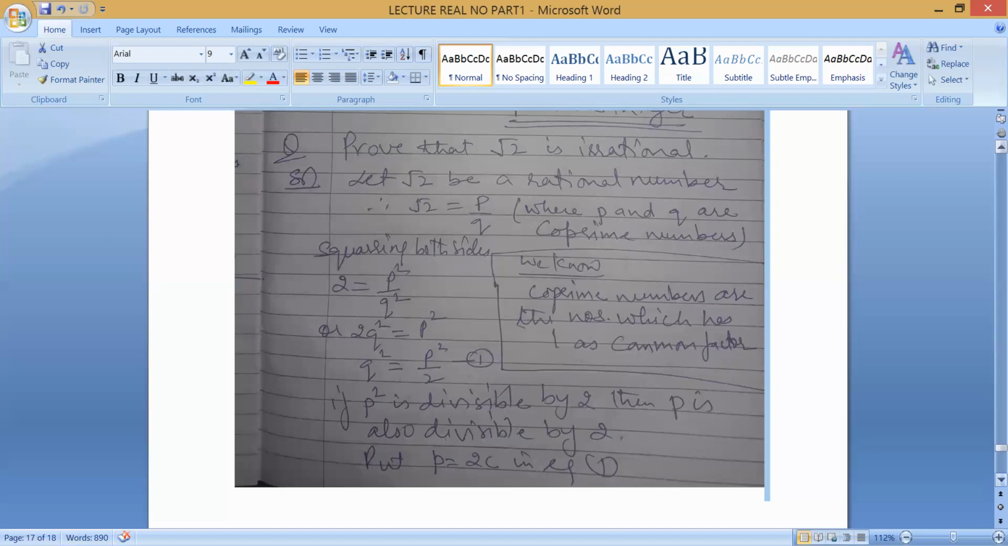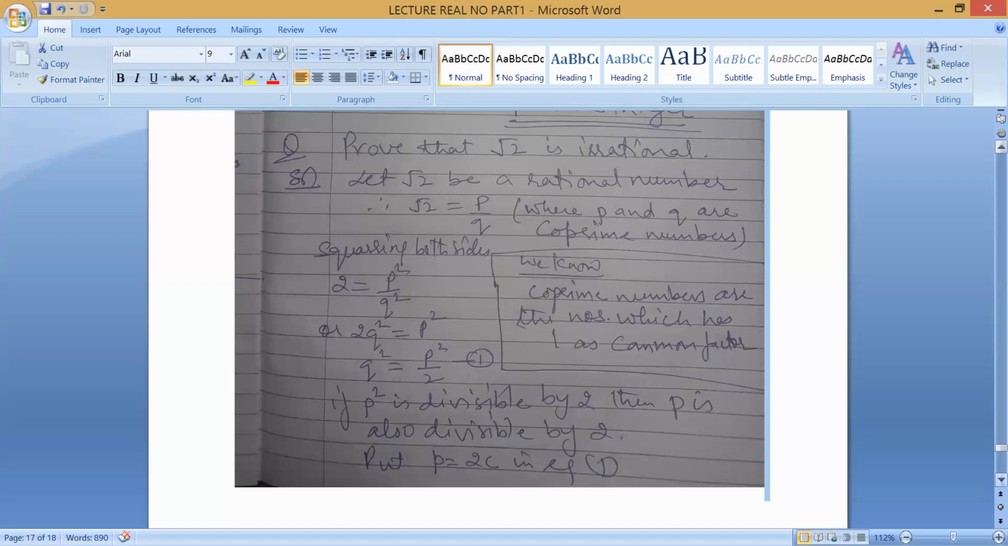Let root 2 be a rational number. Therefore, root 2 equals p upon q, where p and q are co-prime numbers. I have taken p upon q as co-prime numbers. So, what are co-prime numbers? I have explained: co-prime numbers are the numbers which have 1 as the only common factor. That is, p and q cannot be simplified further.